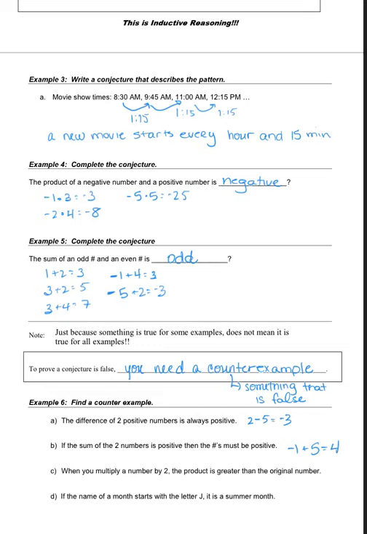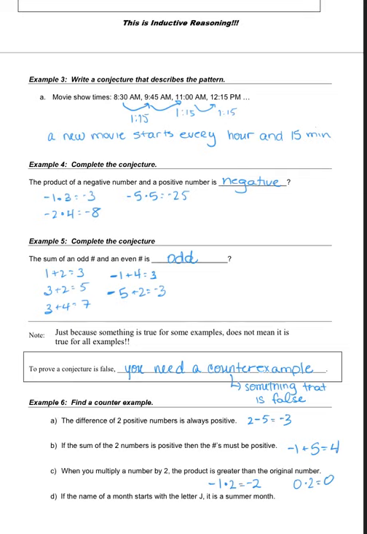When you multiply a number by 2, the product is greater than the original number. Well, if you did -1 times 2, you get a -2. -2 is smaller than -1. You could do 0 times 2, you get 0. Again, 0 is not bigger than 0. So again, that is a counterexample.